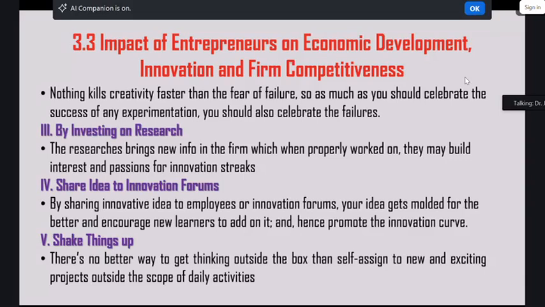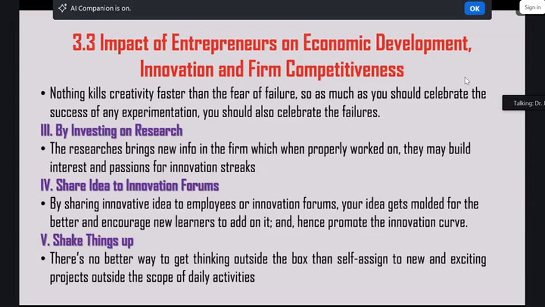Although kuna destructive recommendations unazozipata pia za kurudisha chini, za kukatisha tamaa na whatever, but you need to take all of them positively, work on them. As you work on them, you improve your ideas. As you improve your ideas, that idea will reach a stage that imefikia kwenye stage ambayo sasa inaweza kuwa ni kitu ambacho kinaweza kuleta impact kwenye ile jamii inayomzunguka mjasiriamali.